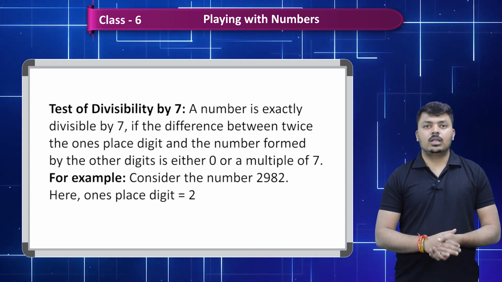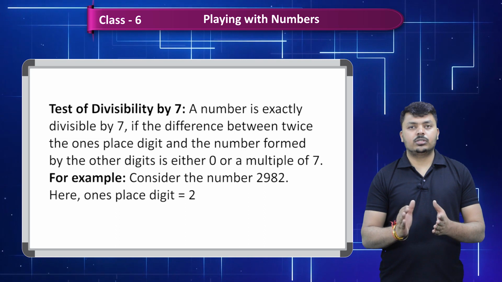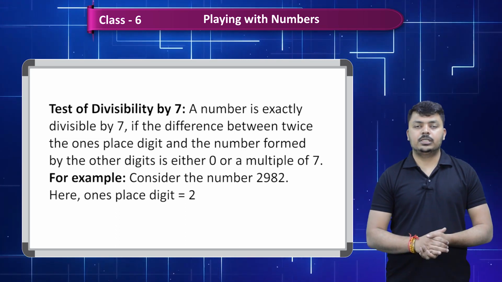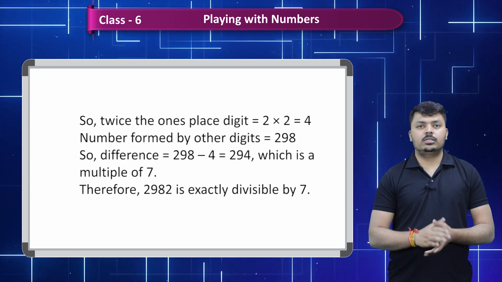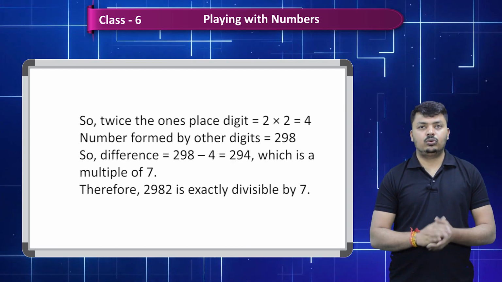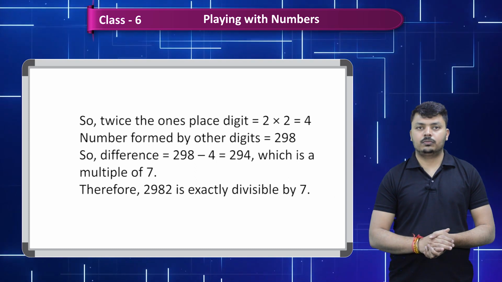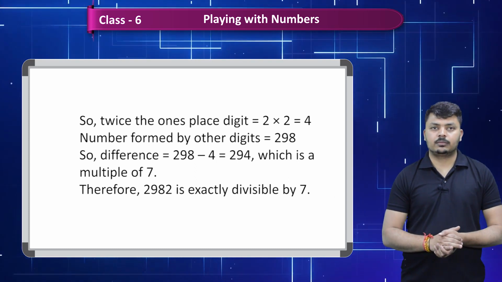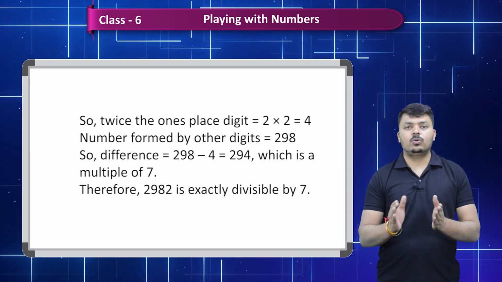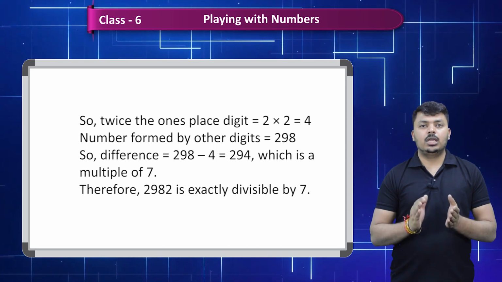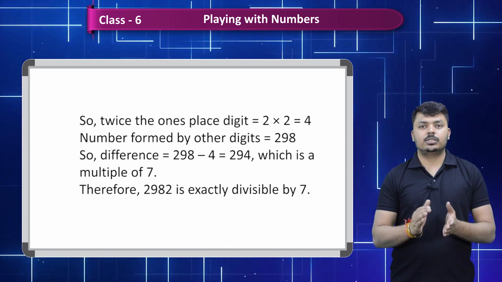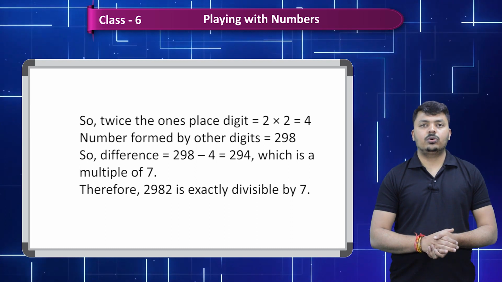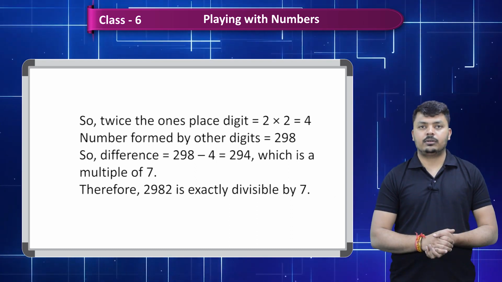For example, consider the number 2982. Here, the ones place digit is 2, so twice the ones place digit is 2 multiplied by 2 equals 4. The number formed by the other digits is 298. So the difference is 298 minus 4 equals 294, which is a multiple of 7. Therefore, 2982 is exactly divisible by 7.